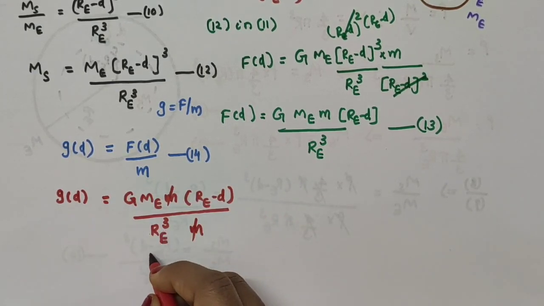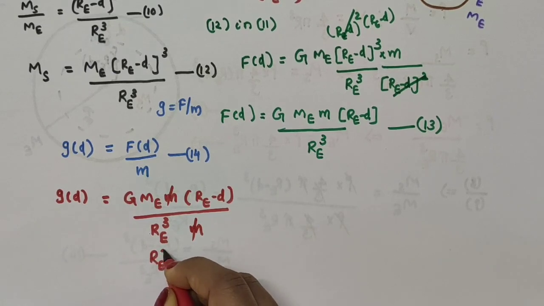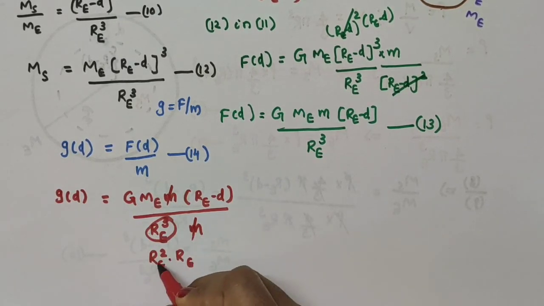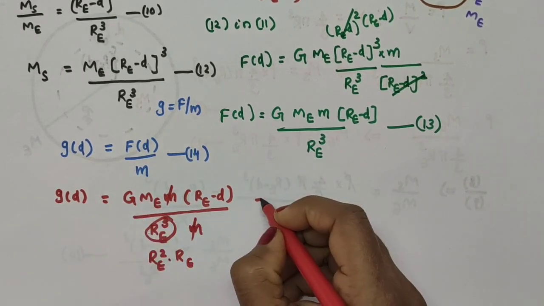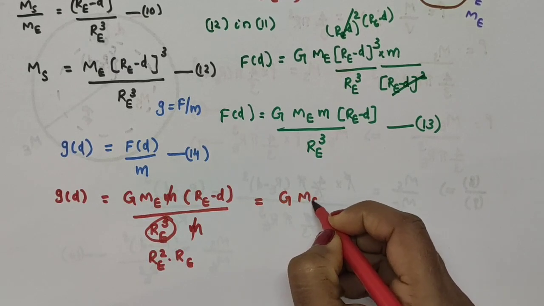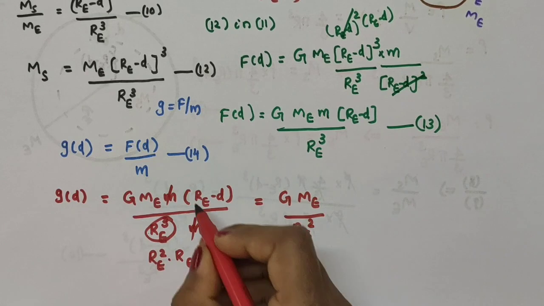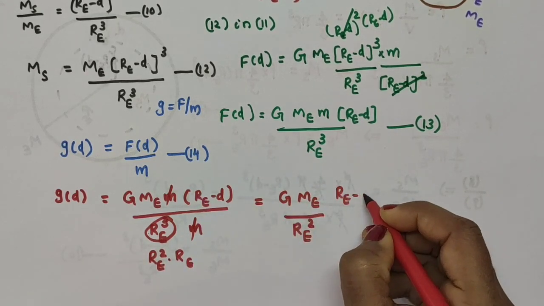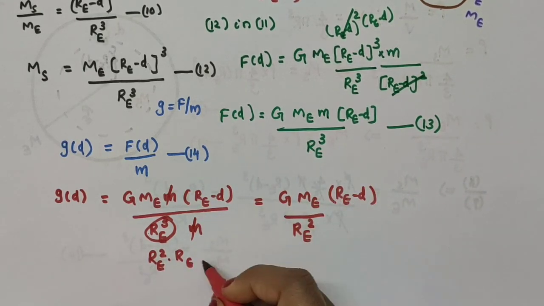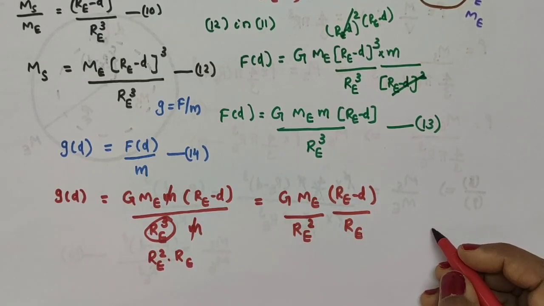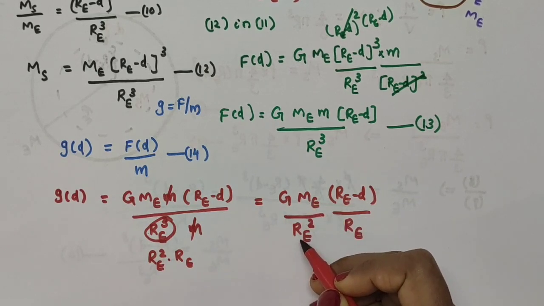Alright, then this Re cube. Now, this Re cube can be written as what? Re square into Re, since x raised to m into x raised to n is x raised to m plus n. So Re cube can be written as Re square into Re. So this can be written as G into Me divided by Re square, then here we have Re minus d, then here we have Re. What is this G Me by Re square from equation number 1?